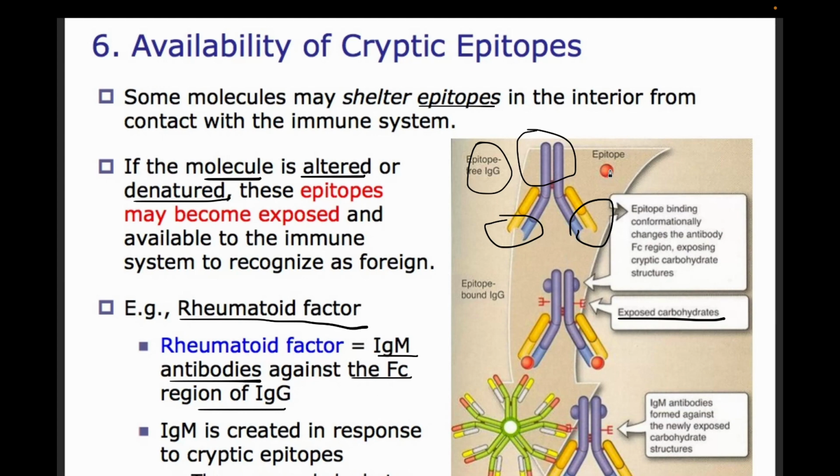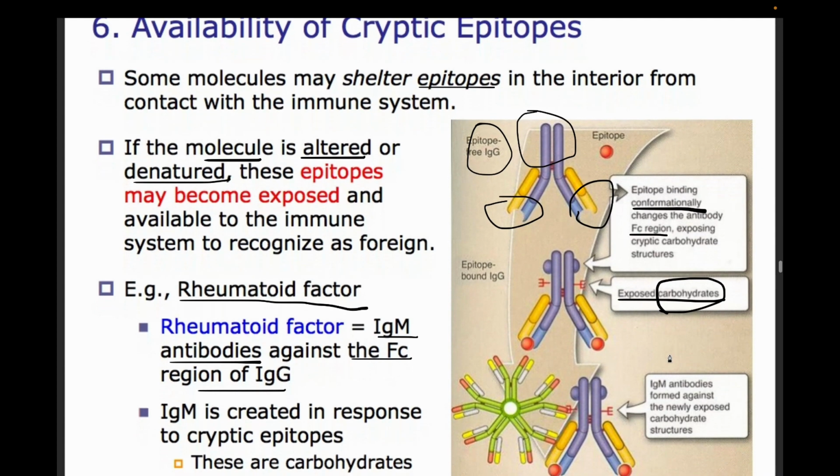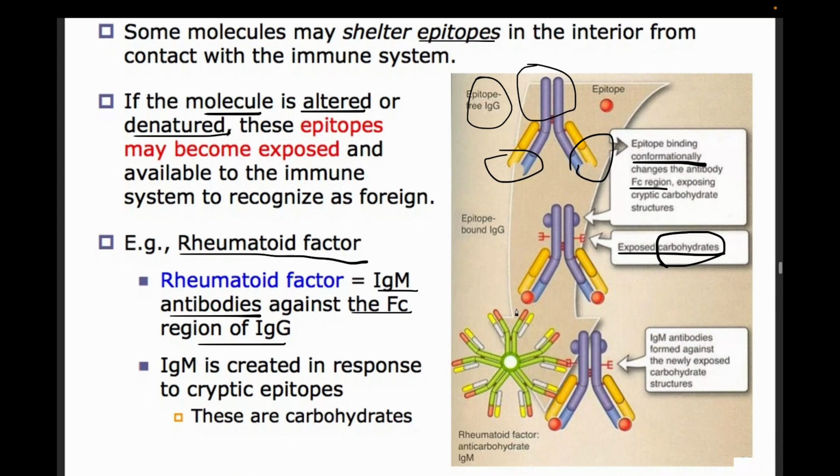An unknown epitope can bind to this IgG. If you look at the constant region, changes occurred. This binding has led to a conformational change of the constant region, particularly the Fc region, which has exposed carbohydrates. These carbohydrates are considered to be foreign, antigenic, an epitope. Therefore, what will happen is that the body will produce an IgM antibody. The IgM antibody will target this carbohydrate.